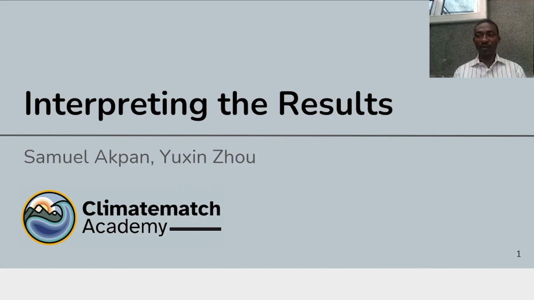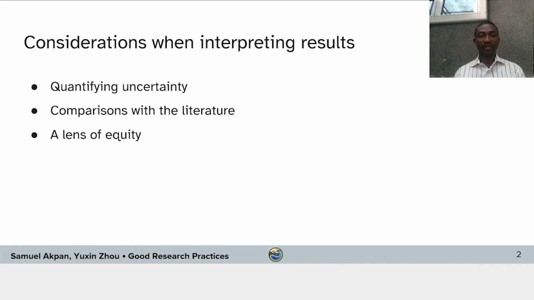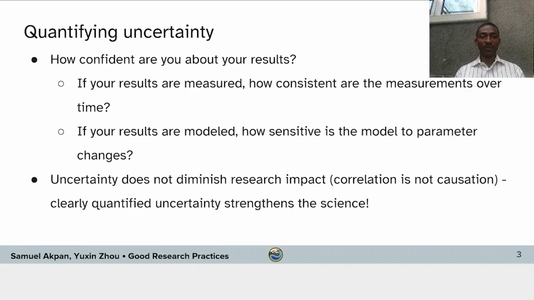Okay, now that you are done analyzing your results, the next step is to interpret them. To help you do that, we have a couple of considerations as a guide, starting from quantifying your uncertainty, thinking about how your result compares with the literature, and a lens of equity, right? Okay, so we'll start with quantifying your uncertainty.